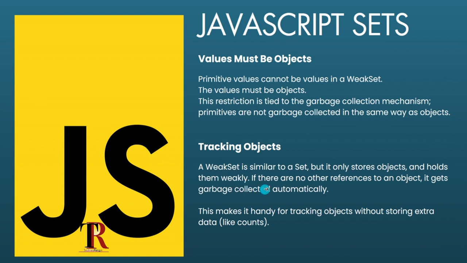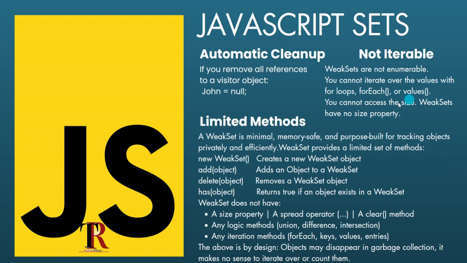Look at this part. This makes it handy for tracking objects without storing extra data. So if you don't want to store any extra data and you just want to get the value directly, it's a good fit for that. That was the reason why we used it for that tracking example. And you realize that in that example, it acted the way we wanted it to, giving us the output that was expected from it. Now, a WeakSet is minimal, memory safe, and purpose built for tracking objects privately and efficiently.